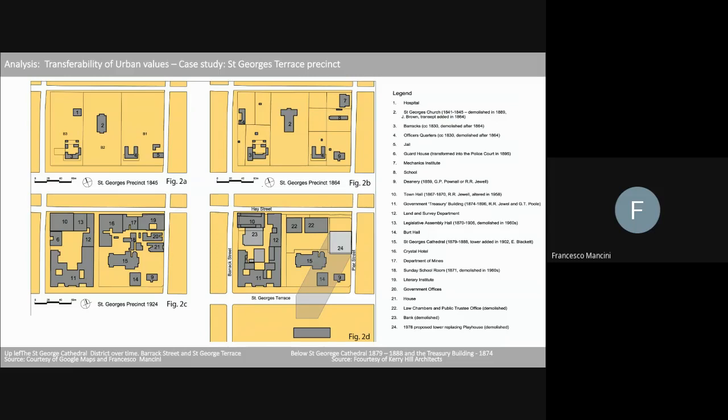So when in the 60s and in the 70s it was proposed to reshuffle this precinct to accommodate the state tribunal and other public buildings of the city of Perth, there was a huge debate about placing a huge tower, a very, very different kind of form and artifact, in this area. This debate lasted for about 20, 25 years.